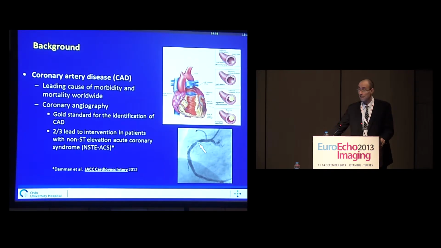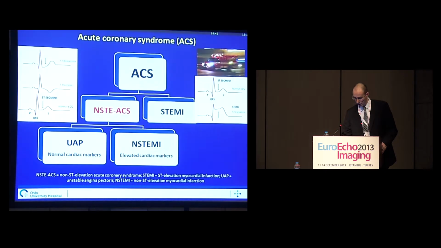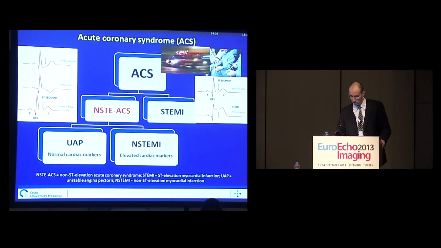Coronary artery disease is the leading cause of morbidity and mortality worldwide. Coronary angiography is the gold standard for the identification of CAD, and two-thirds lead to intervention in patients with non-ST elevation acute coronary syndrome. Acute coronary syndrome comprises ST elevation myocardial infarction and non-ST elevation myocardial infarction. STEMI patients are easy to identify. They have chest pain. On the ECG, we see, as you all know, ST elevation, and when we see this, we send the patients directly to acute revascularization therapy.